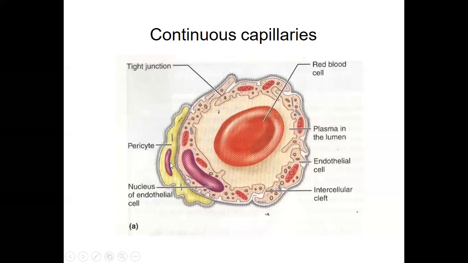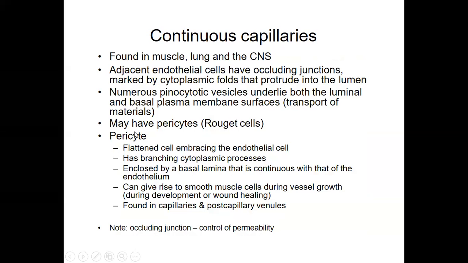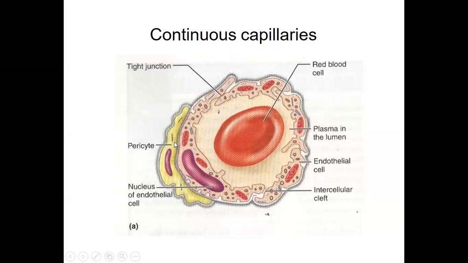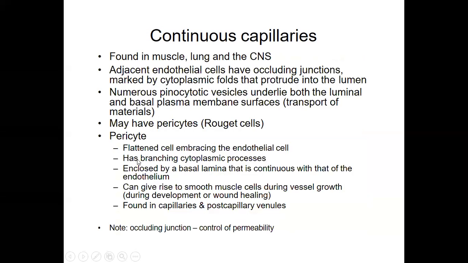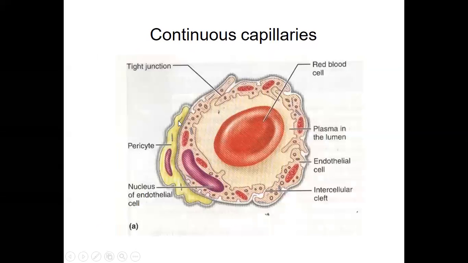Continuous capillaries may have a pericyte or rouget cell. You can see here, this is the pericyte, colored yellow. A pericyte is a flattened cell that embraces the endothelial cell. It has branching cytoplasmic processes, not shown here, enclosed by the basal lamina that is continuous with the endothelium.